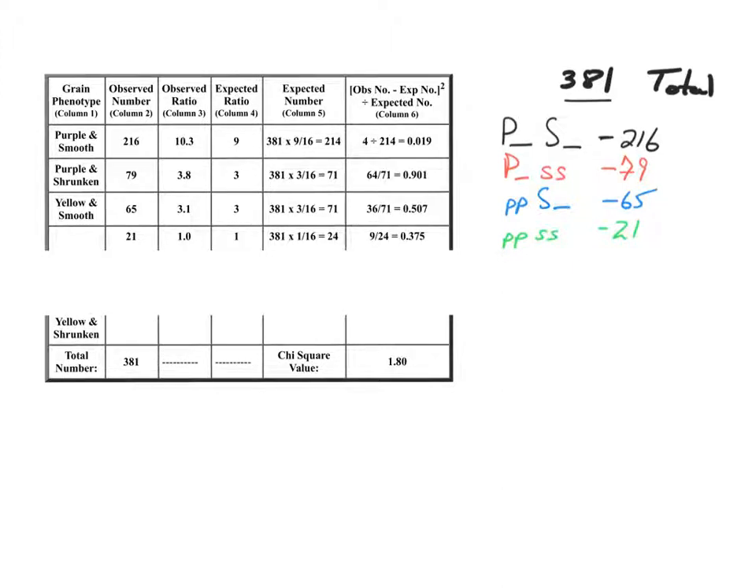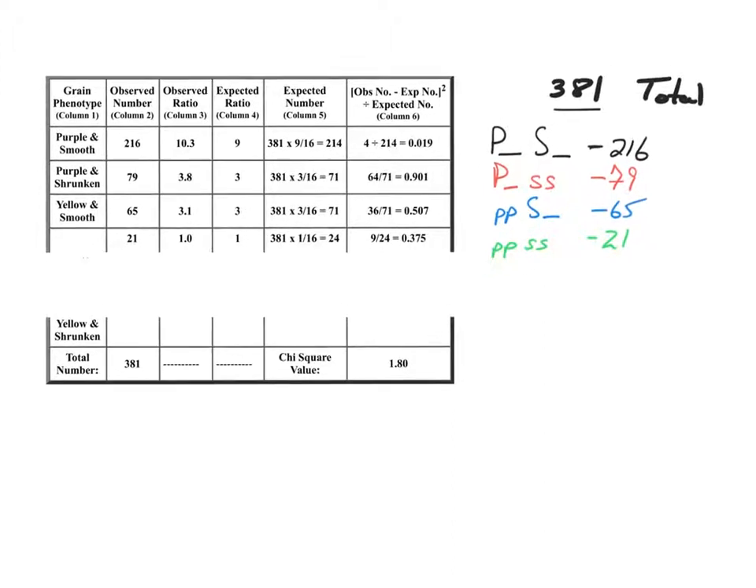Chi-square is used everywhere, by the way. It's used in business, it's used in law, it's used obviously in any kind of statistics. It's a statistical analysis that lets you know how close your observed results are to your expected results. That's what chi-square is.